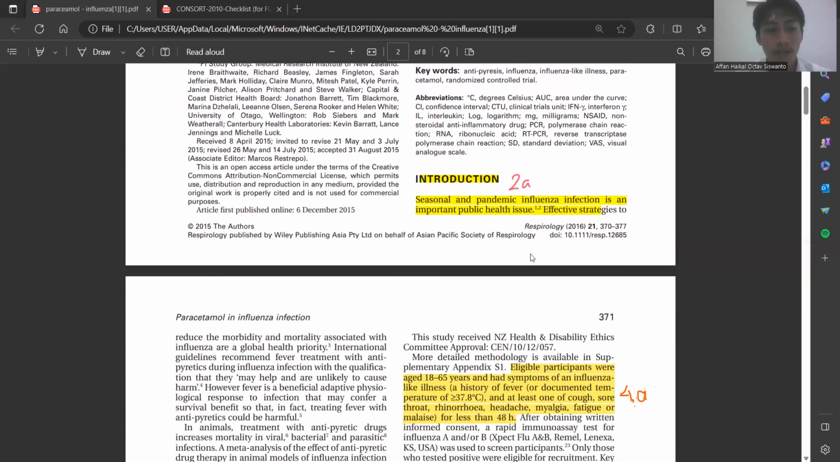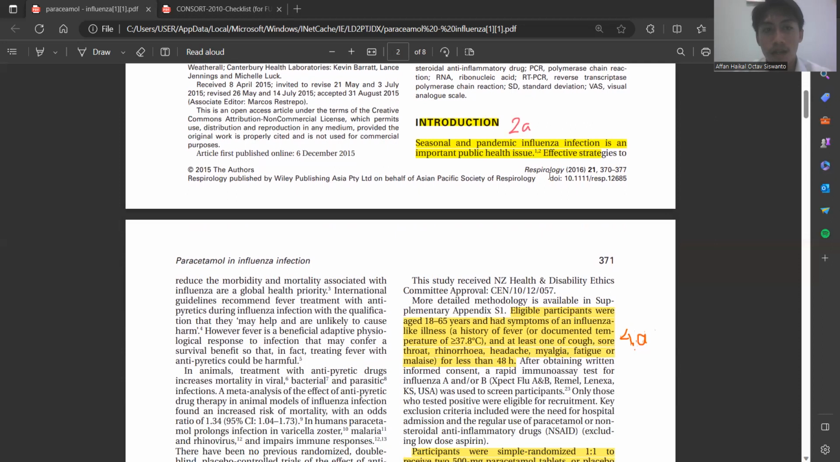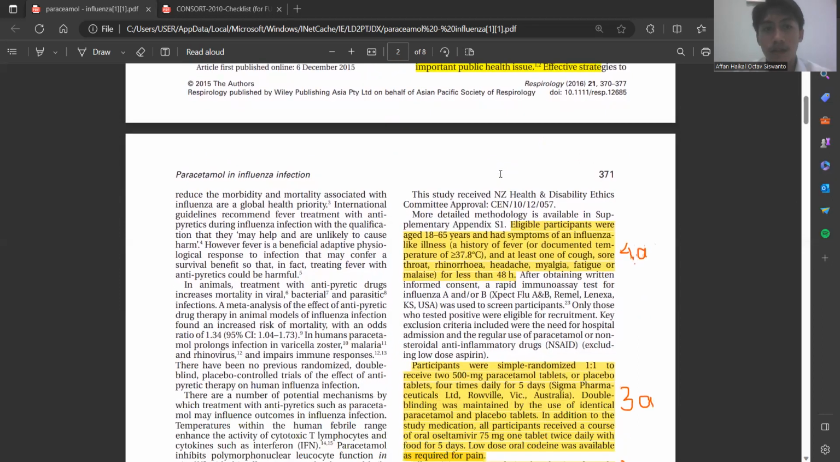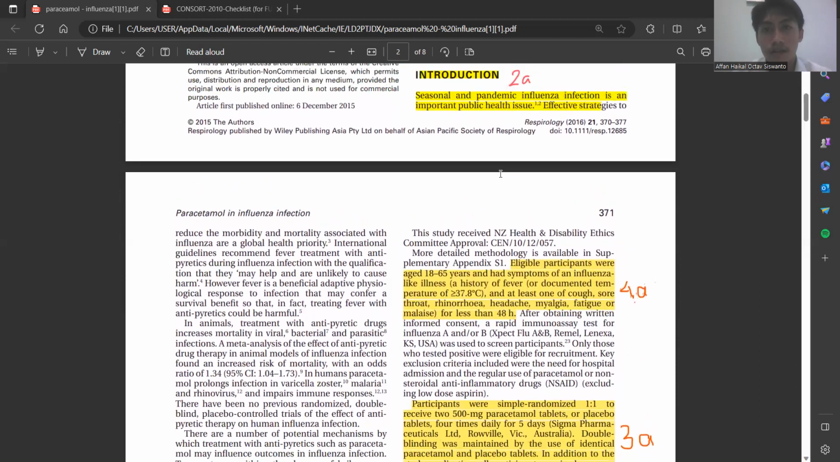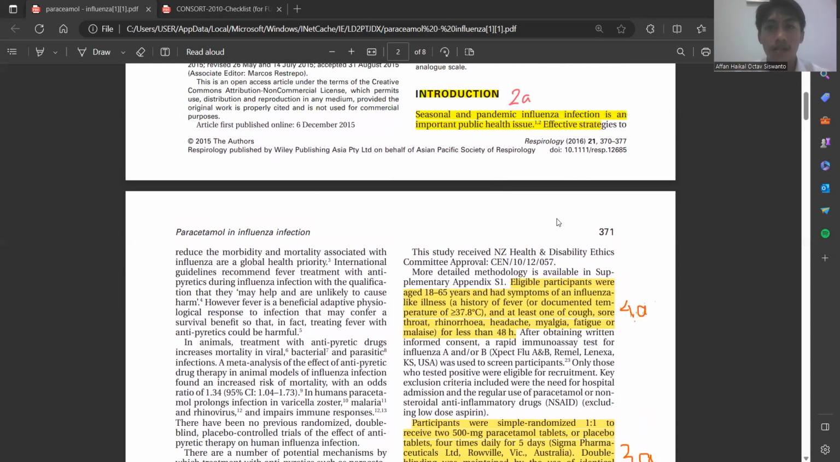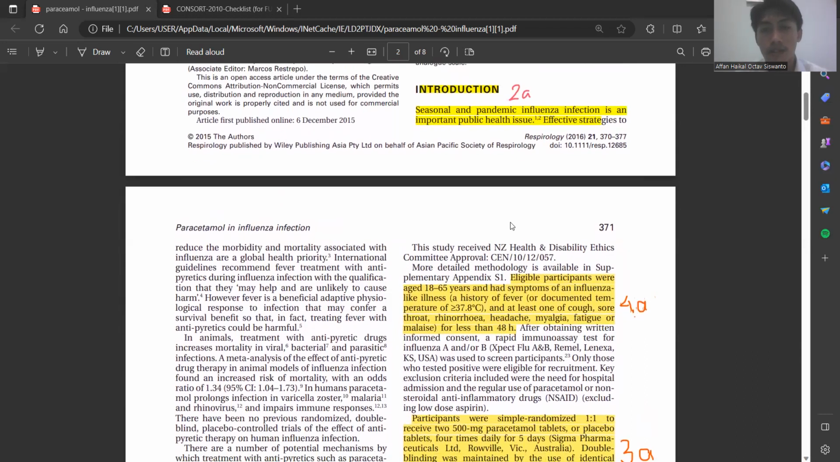Okay, the next item is item 2A. There is scientific background and explanation of rationale. I get here, there is seasonal and pandemic influenza infection is an important public health issue. So that means why I highlighted this for item 2A.